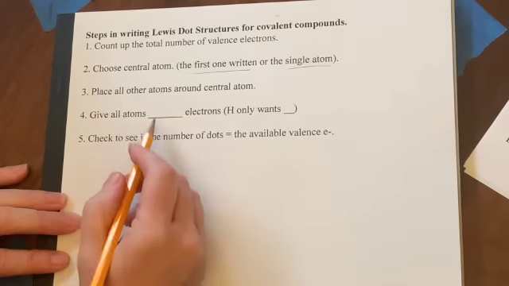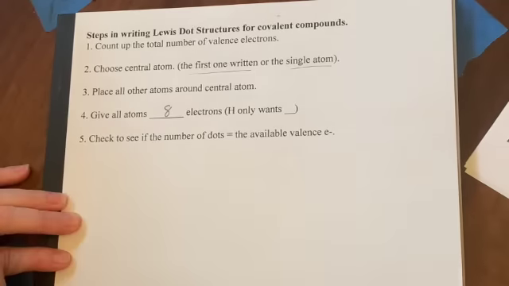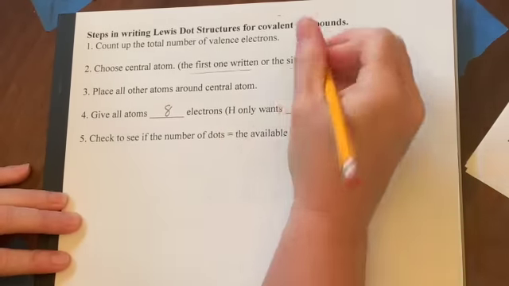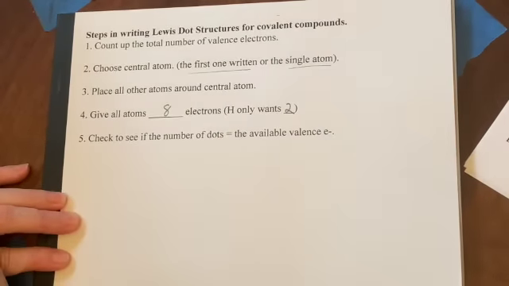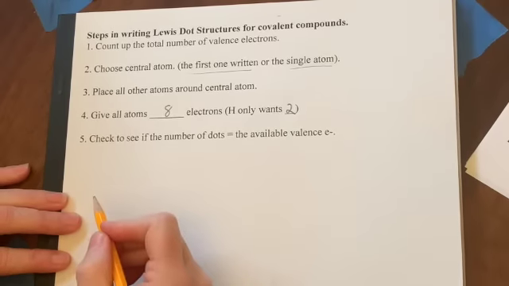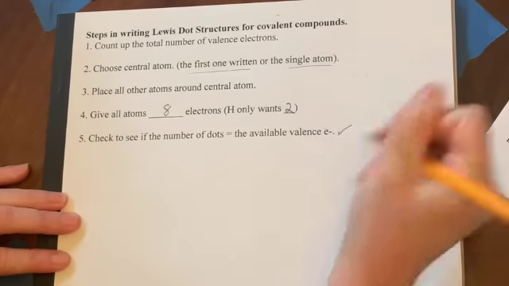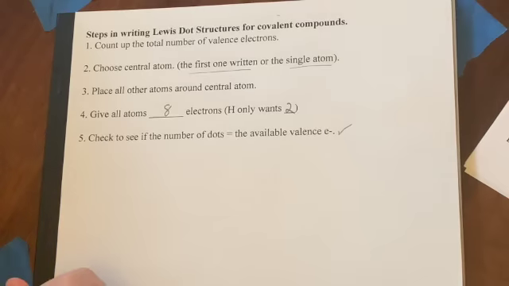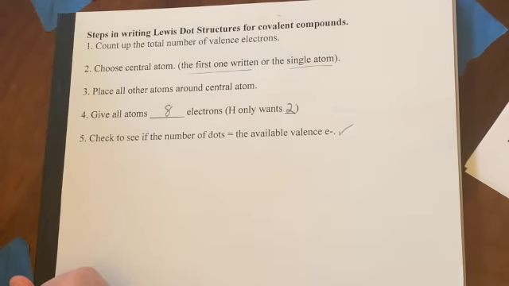You're going to give all atoms 8 electrons, unless it's hydrogen. Hydrogen only wants 2. Then you're going to check to see if your number of dots equals the available number of electrons. So it's always nice to have a check in there. All right, so let's look at 2 examples.